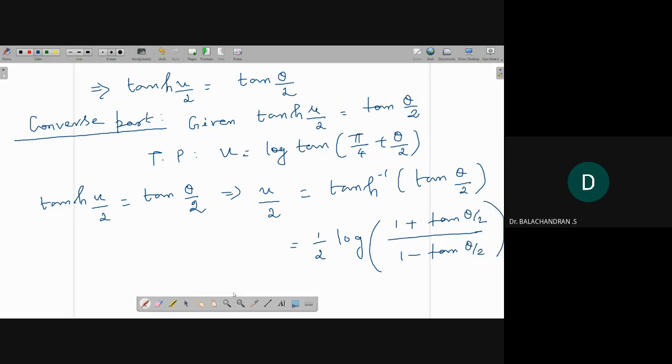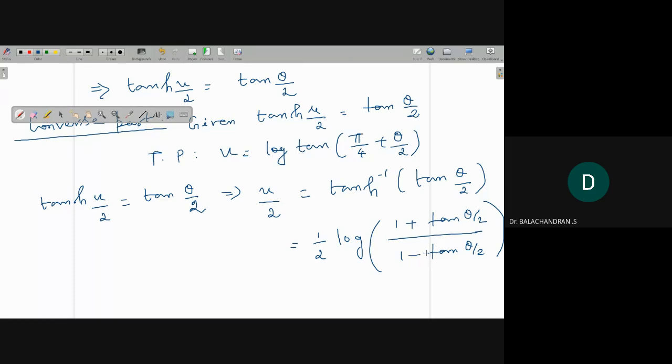Okay. Now I should convert this in terms of tan of a plus b. So tan of a plus b is what? Tan a plus tan b divided by 1 minus tan a tan b. I can write 1 as tan pi by 4. Sorry, this is 1. So tan a is tan pi by 4, which is 1, plus tan b, which is tan theta by 2, divided by 1 minus tan a, that is tan pi by 4, into tan theta by 2.